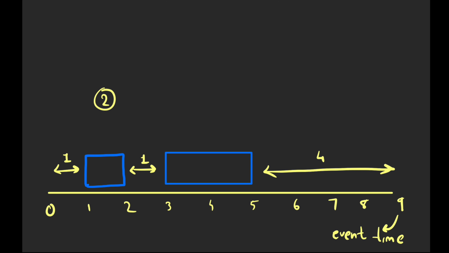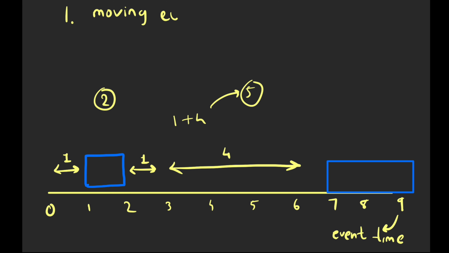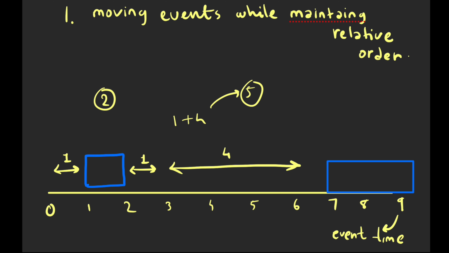What if we moved this particular event in the forward direction? From 3 to 5, we would be moving it to 7 to 9. So how much free time can we get by this operation? That would be 4 here. So that would be 1 plus 4, 5 again. So we have the first approach of moving events while maintaining relative order. That approach is nothing but just summing up the neighborhood gaps of that particular event.